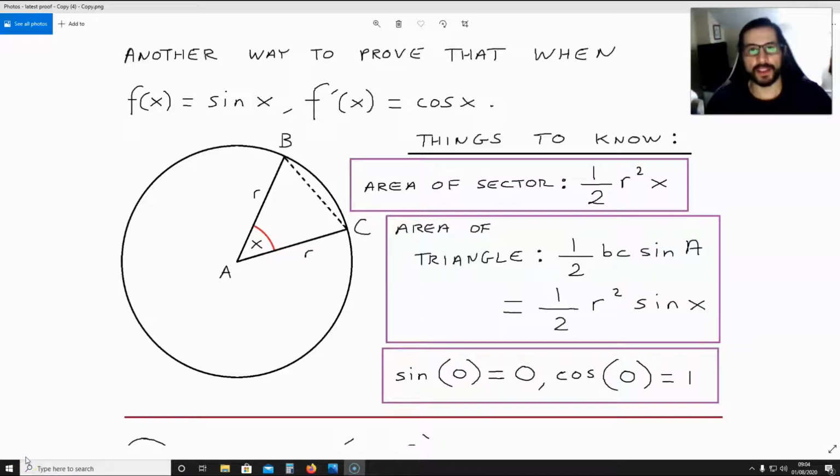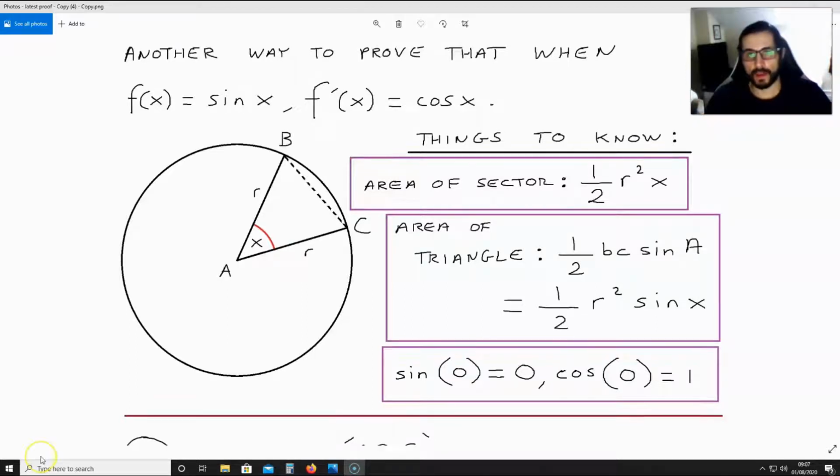Hello YouTube friends, in today's video I'm going to be showing you another way to prove that when you have sine x, its derivative is equal to cos x.